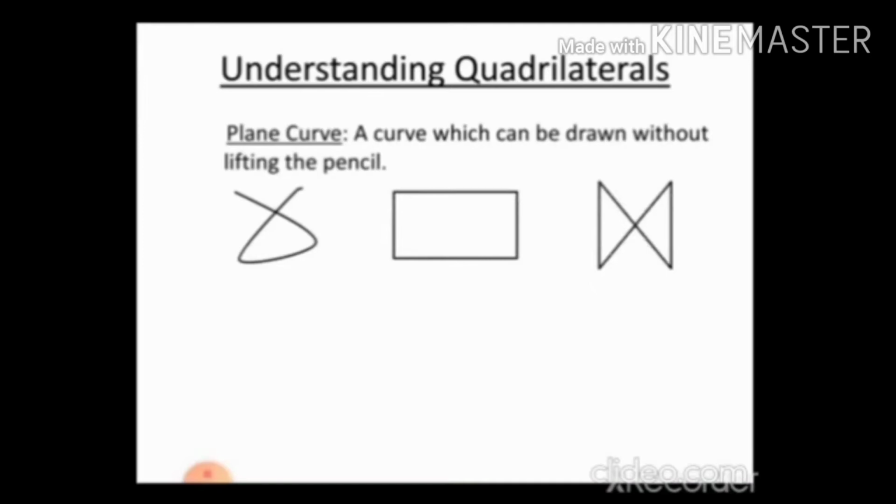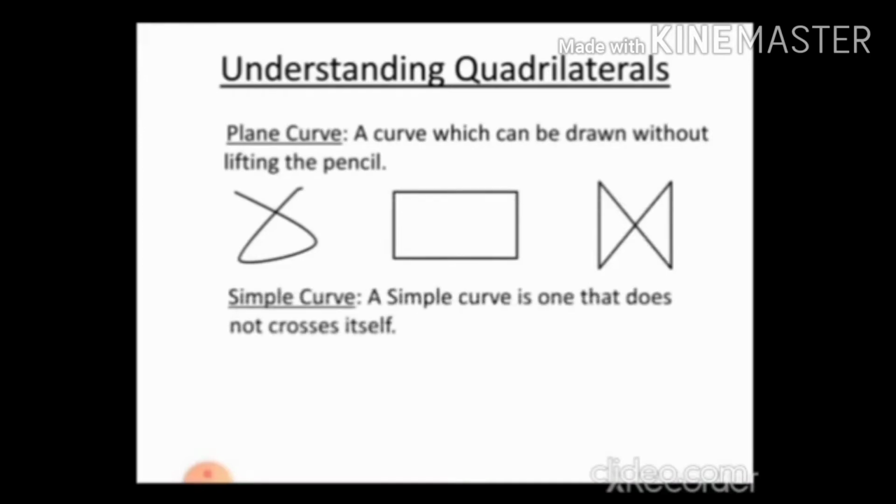The next is simple curve. A simple curve is one that doesn't cross itself. Examples: a circle. This is an open curve. They are not crossing themselves. Now we will take the example which is not simple. So this one is the figure which is not simple because it is crossing itself.